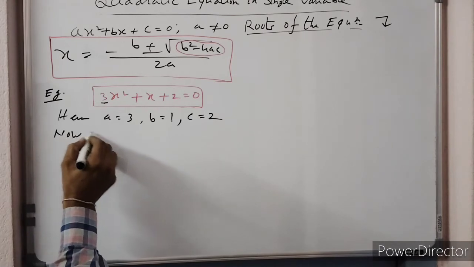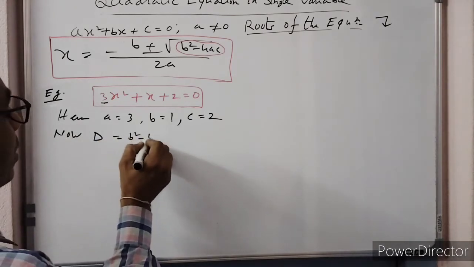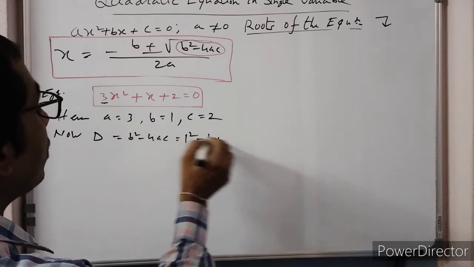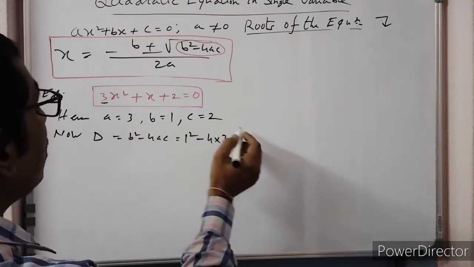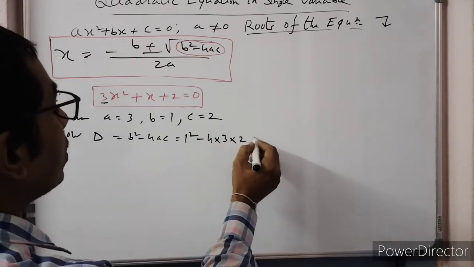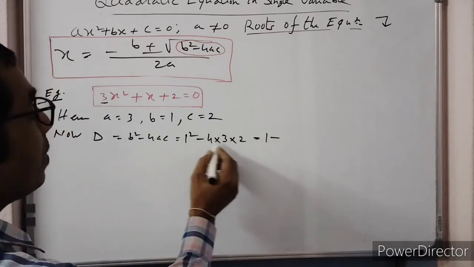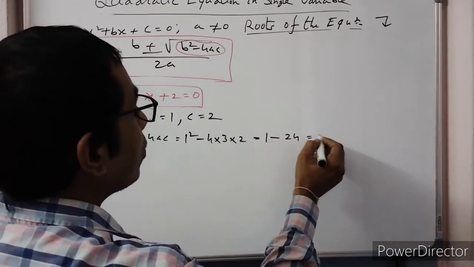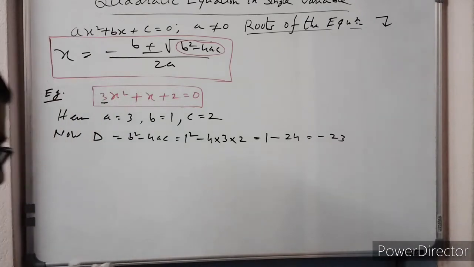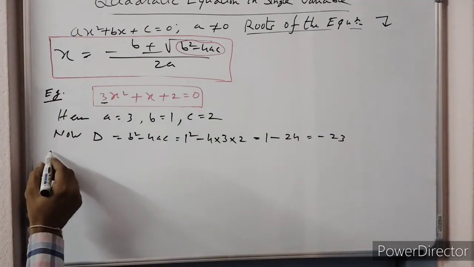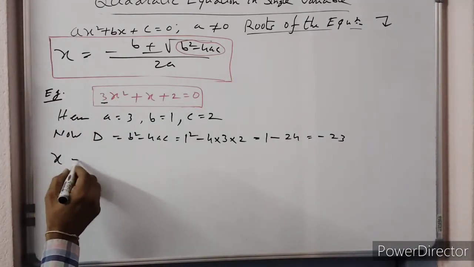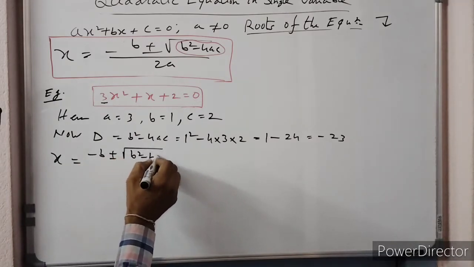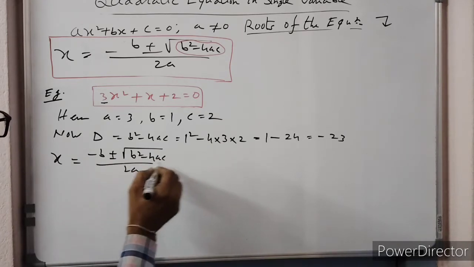Now the discriminant b square minus 4ac equals 1 square minus 4 into a is 3 into c is 2, which equals 1 minus 24, equal to minus 23.